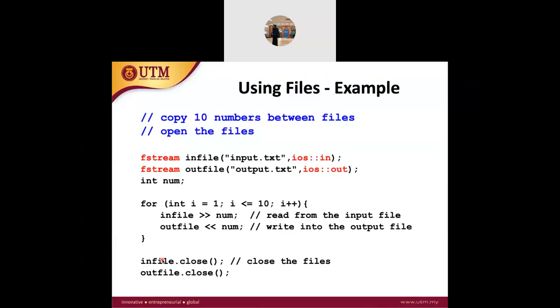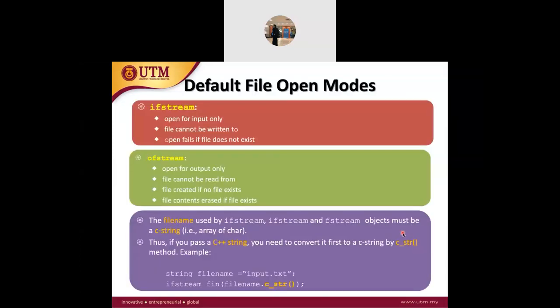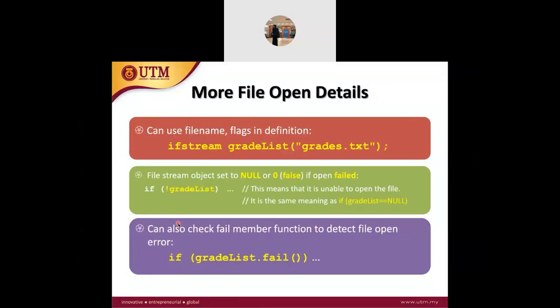These are examples using files. This one copies 10 numbers between files. Here we can see the input and the output, and the repetition that reads from the input and writes into the output file. This is the same thing that I already explained in the previous slide: ifstream and ofstream.